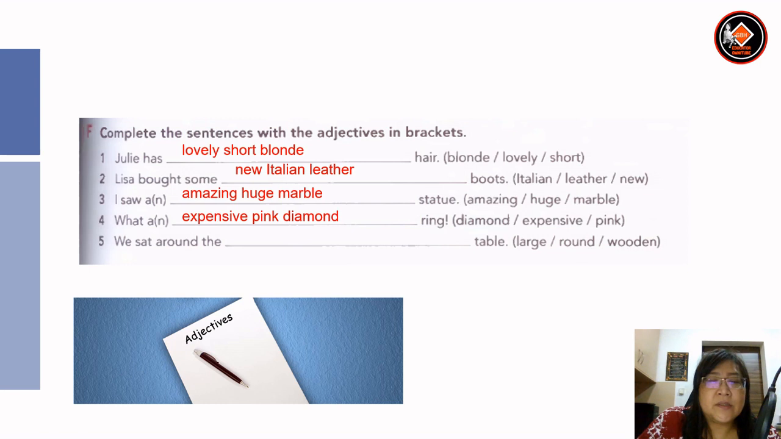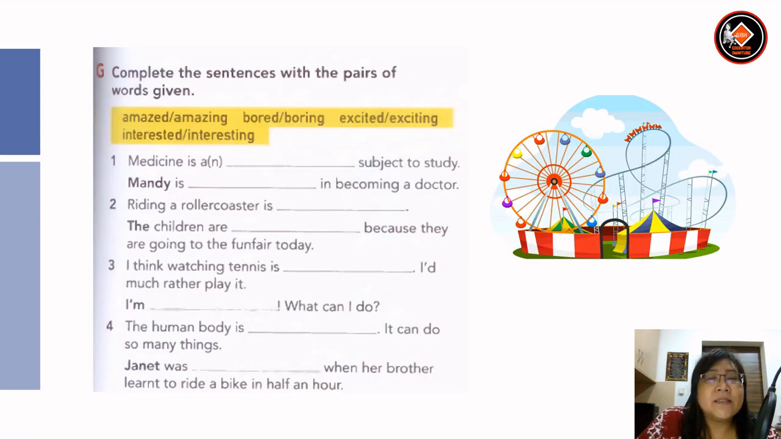Arrange the adjectives. So we sat around the large, round, wooden table. Next, exercise G. Complete the sentences with the pairs of words given. So here you have amaze, amazing, bored, boring, excited, exciting, interested, and interesting. Number 1, medicine is a or an subject to study. So medicine is an interesting subject to study.